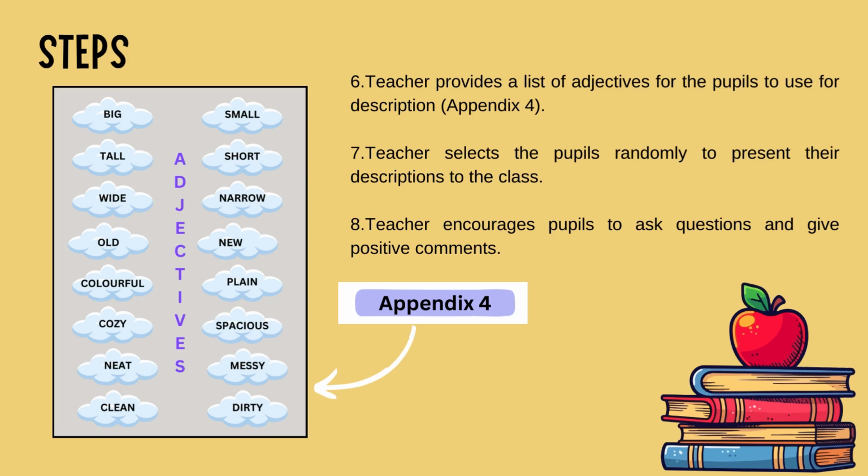Next, teacher provides a list of adjectives for the pupils to use for descriptions, such as big, small, tall, short, wide, narrow, old, new, colorful, plain, cozy, spacious, neat, messy, clean, dirty. The teacher selects the pupils randomly to present their descriptions to the class. Teacher encourages pupils to ask questions and give positive comments.